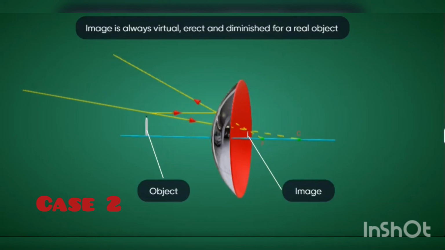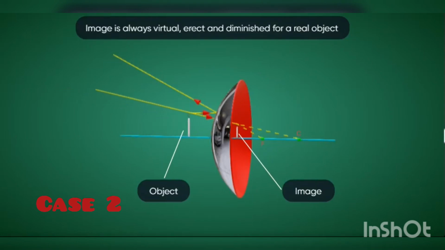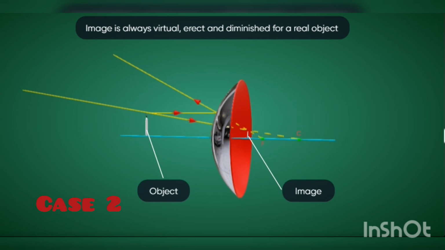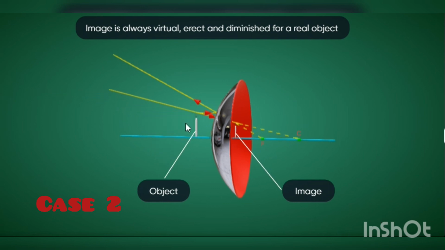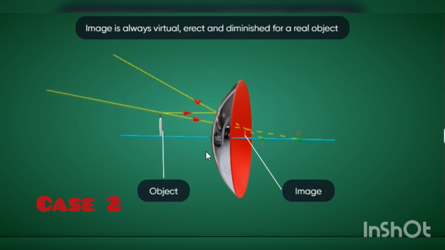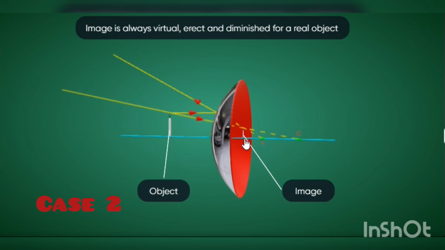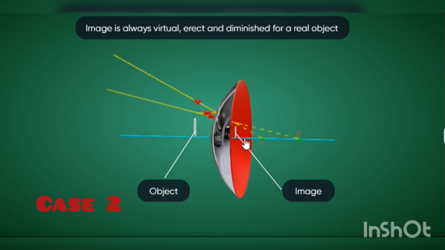Next, we will see what happens when the object is placed anywhere between pole P and infinity in front of a convex mirror. So you can see that when the object is placed anywhere between the infinity and pole, then the image formed is behind the mirror, between pole and focus. The nature of the image is virtual and erect and diminished, that is smaller than the object.